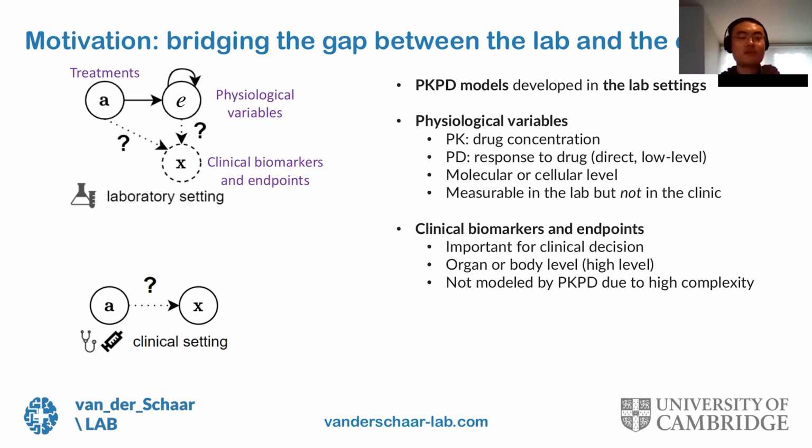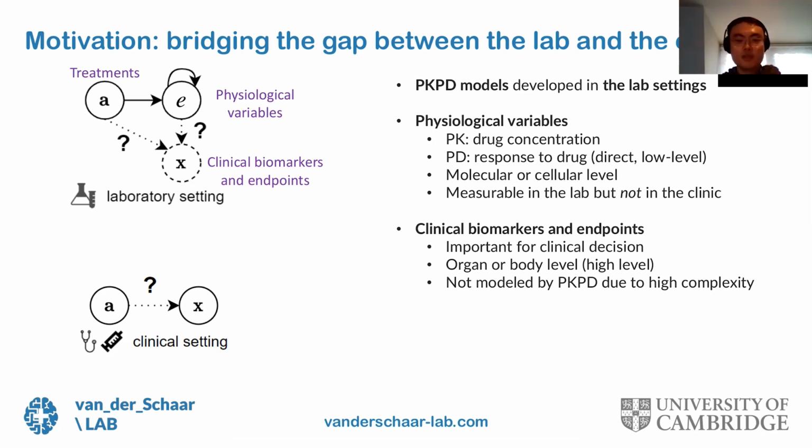In particular, the physiological variables are carefully chosen and medically meaningful. These variables may include, for instance, the drug concentration in the plasma or the concentration of cytokines in the immune system. However, the physiological variables are usually defined at a very low level, molecular or cellular level. And furthermore, they are measurable in the research labs, but not routinely observed in the clinical practice for various constraints on the measurement setting.